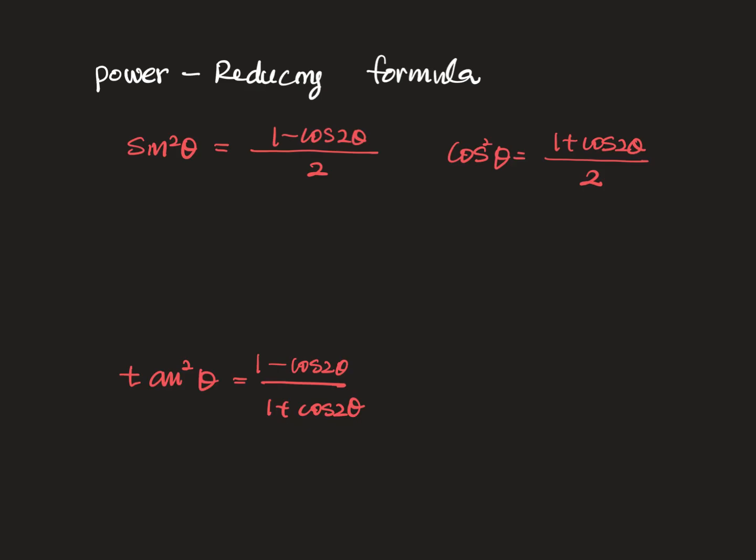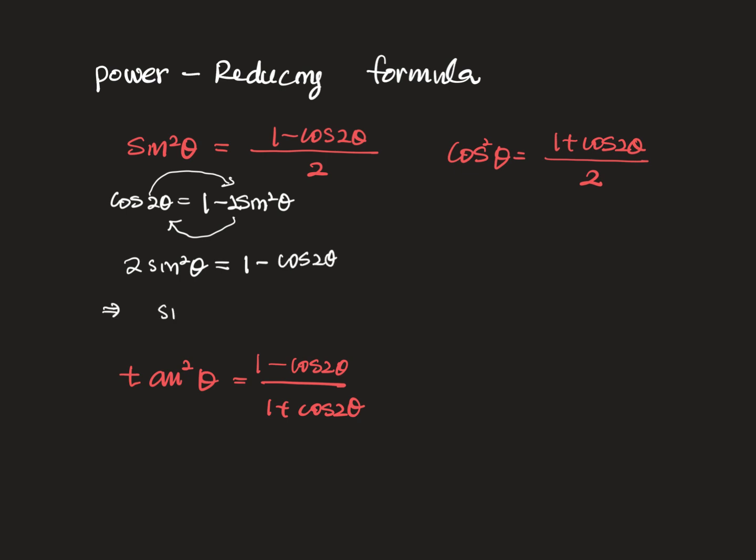Now, how are we going to use the double angle formula in the calculus class? Let's talk about the double angle formula first, guys. The double angle formula says cosine 2 theta equals 1 minus 2 sine squared theta. So I'm going to move 2 sine squared theta to the left side. 2 sine squared theta equals 1 minus cosine 2 theta, moving the cosine 2 theta to the right side. Then sine squared theta is 1 minus cosine 2 theta over 2.